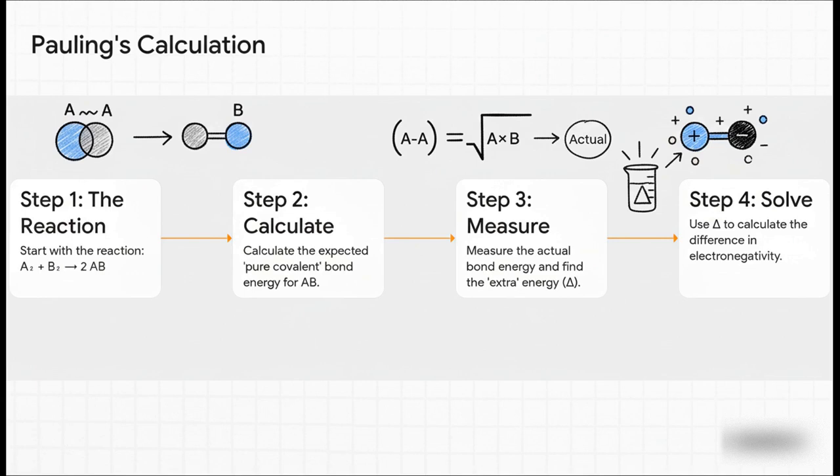So why? Well, when one atom pulls the electrons closer, you get those partial positive and negative charges. That adds an extra bit of electrostatic glue, like tiny magnets, making the bond more stable and harder to break. He called this extra stabilizing energy delta, and he realized it was a direct measure of the bond's ionic character.